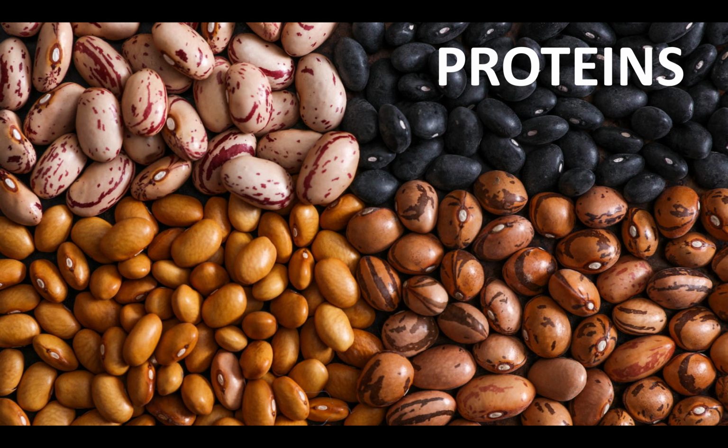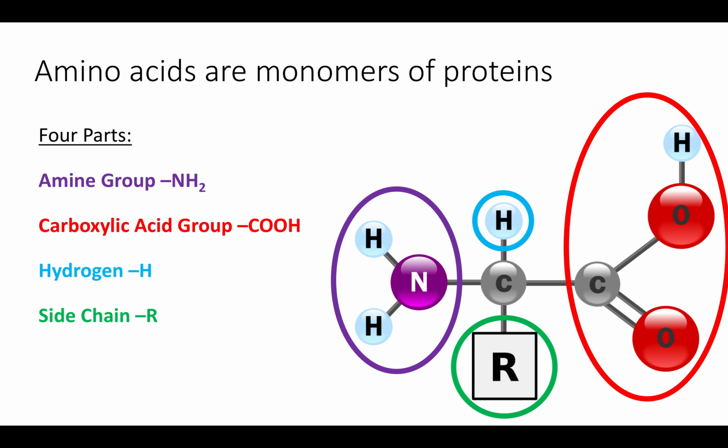So carbs, lipids, and proteins all have monomers. Those monomers go through a process called dehydration synthesis to become bonded together covalently. Once they're bonded together, they can form a chain of sorts and become a polymer. So the monomer of a protein is what we refer to as an amino acid.